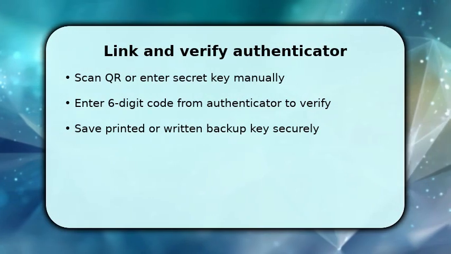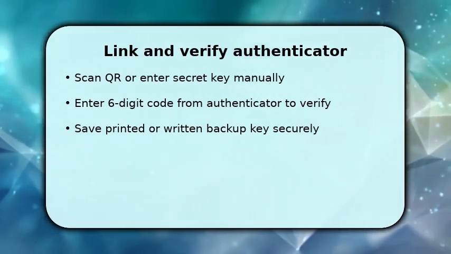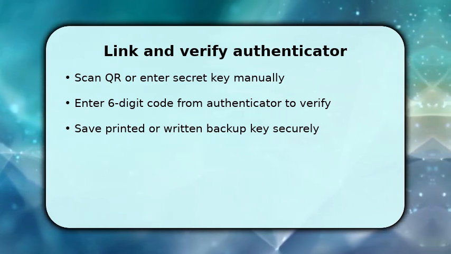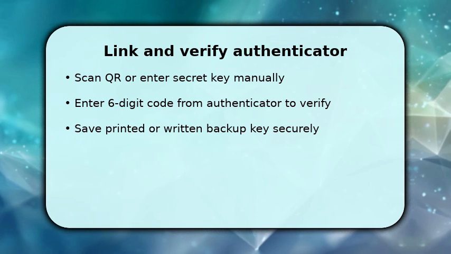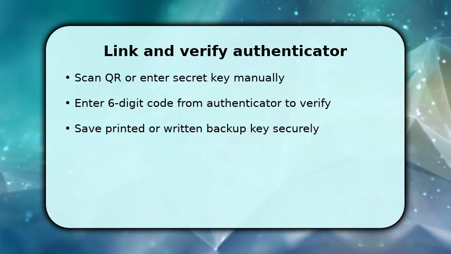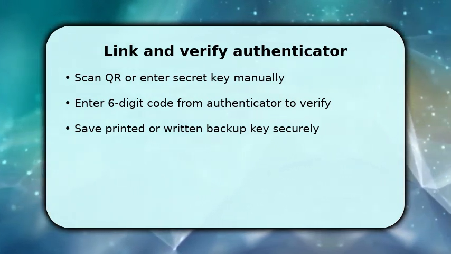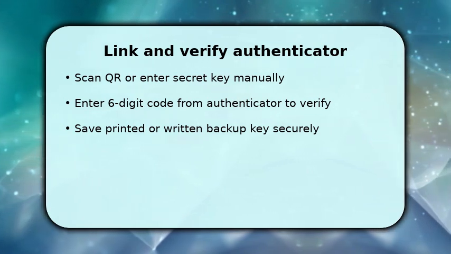After scanning the QR or entering the secret key, your authenticator generates a time-based 6-digit code. This code changes every 30 seconds. Type that 6-digit code into Bybit's verification field and submit. This links the app to your account. You might also receive an email or SMS verification to confirm the change, so complete those prompts.